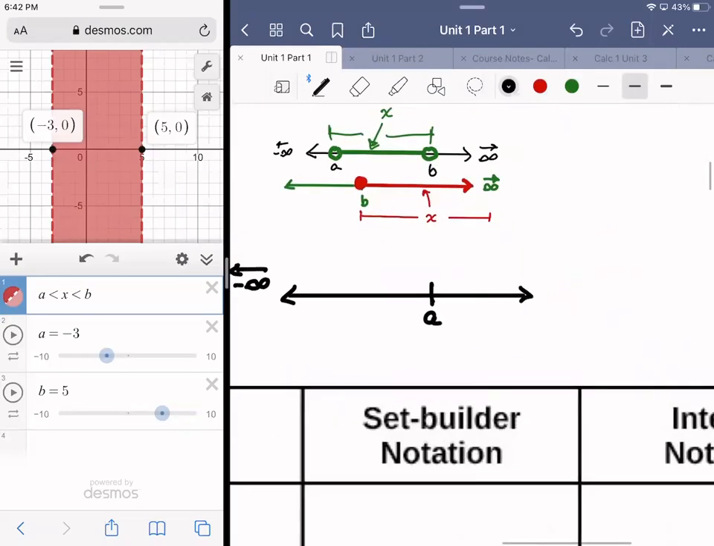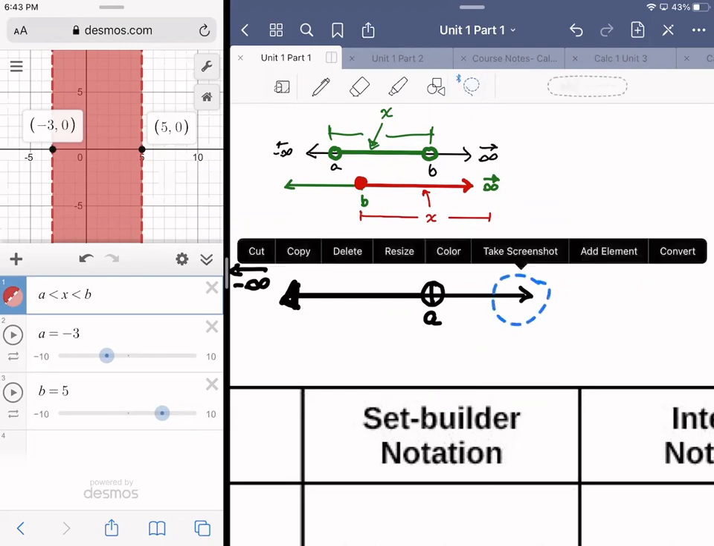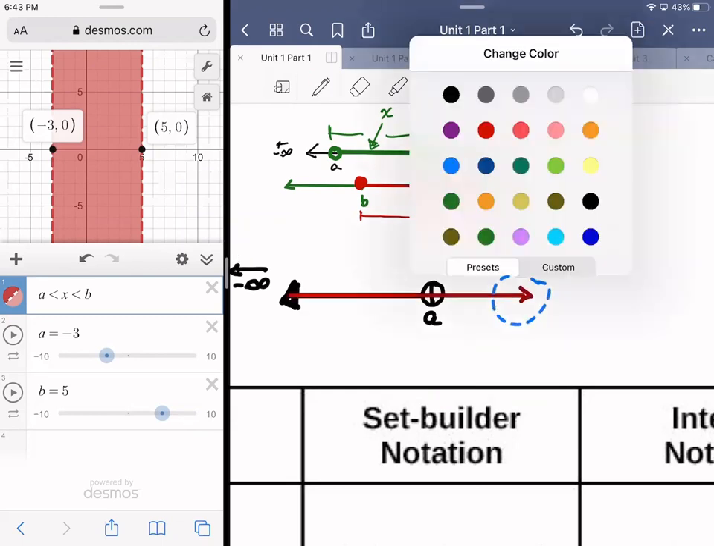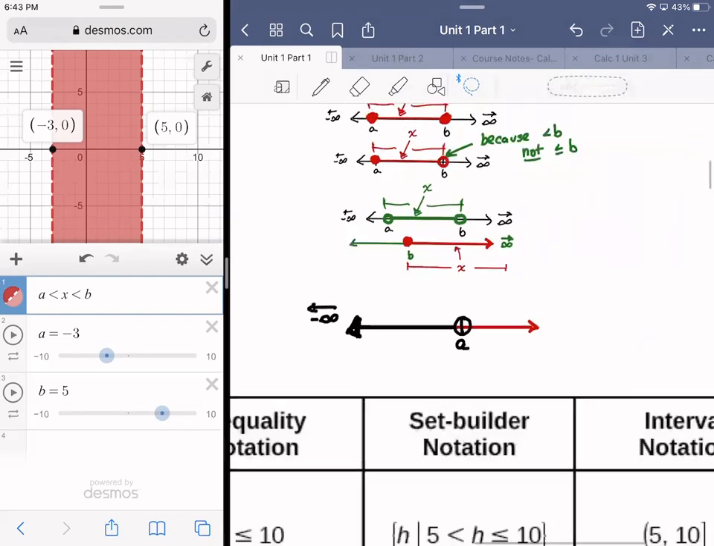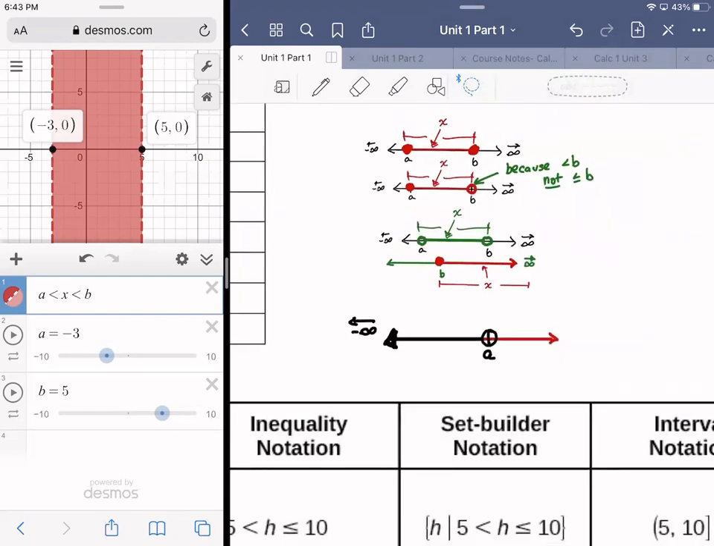With A, A has parentheses, so A is going to get an open circle. All right, so we're looking at everything to the left of A. Okay, so what does that mean? Well, same as it meant before, except same but different. It's the reverse.